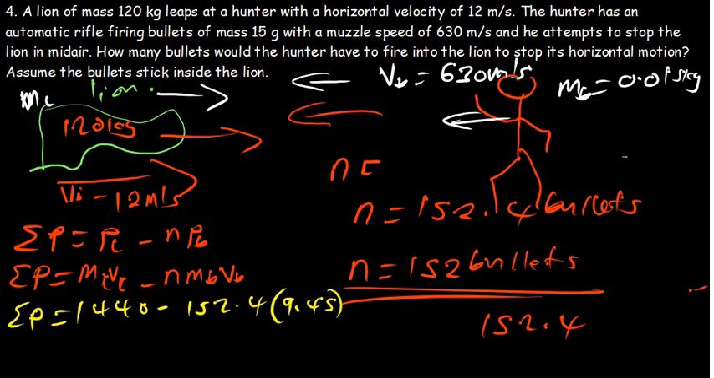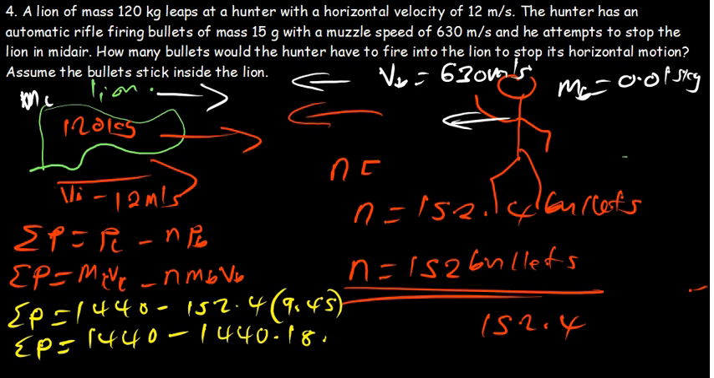Let's see, 1440 minus, so what is 9.45 times 152.4? It is giving me 1440.2. I can say 0.2 or 0.18. Only that we rounded it off. If it was the issue of not rounding off, then initially we said this is supposed to be 152 because bullets cannot be in decimals. So I have to put 152 here for me to get the exact value.